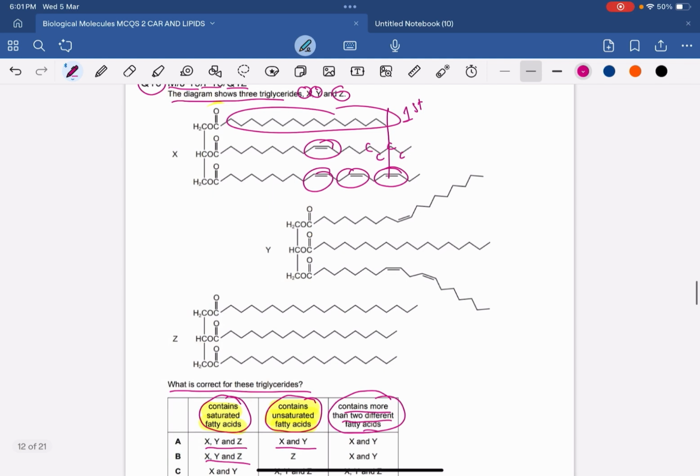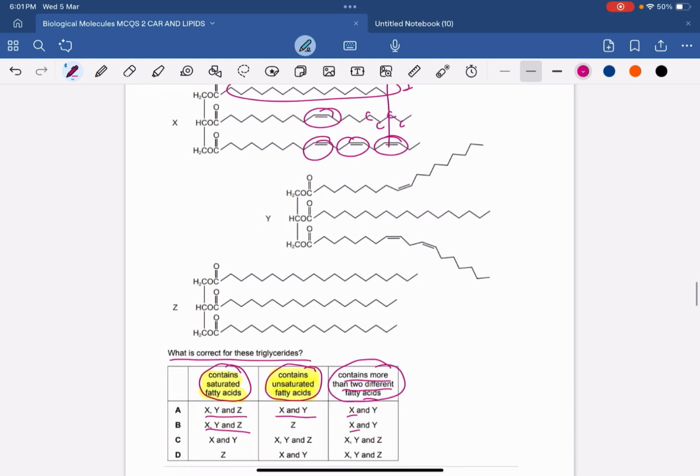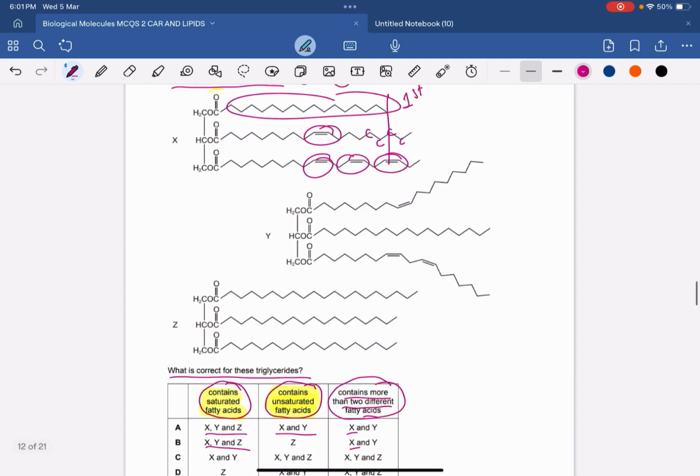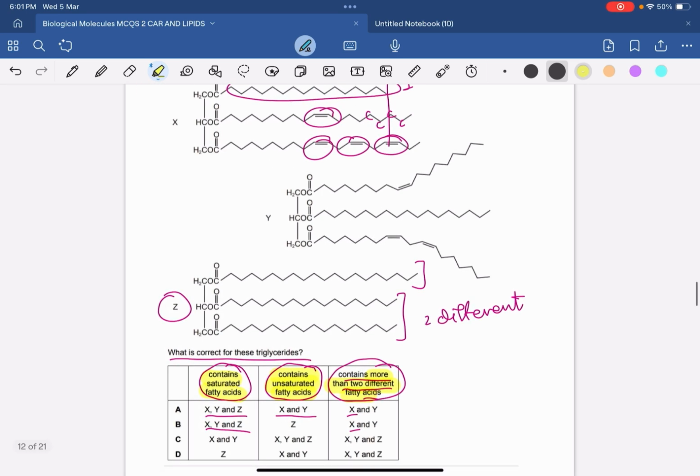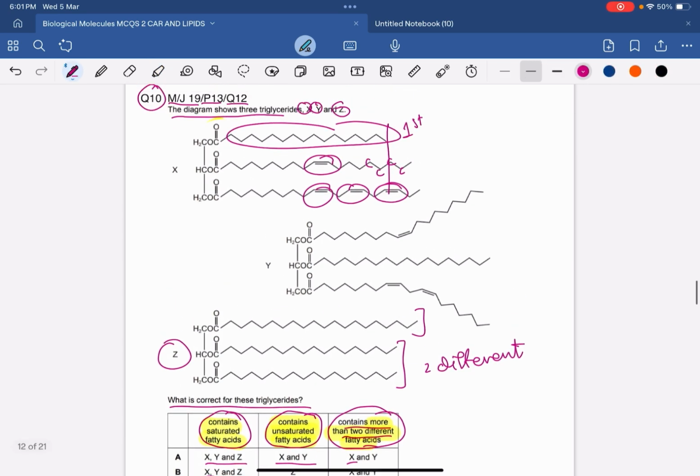So yes, X can be one of the correct answers. If I look at Z over here, you know that these two fatty acid chains are the same and this fatty acid chain is different, so it contains only two different fatty acid chains, but the option says contains more than two different fatty acid chains, right? So Z will not be included in our answer.